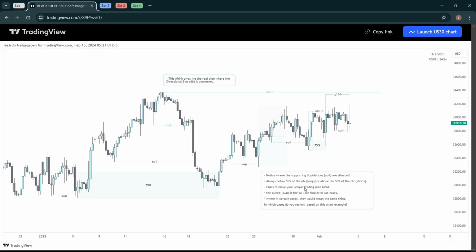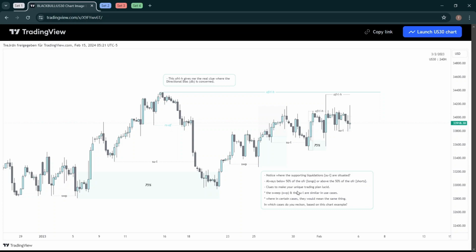Clues to make your unique trading plan lucid. This ties into a different video topic that I have planned as well, but it would all make sense as we move forward. Once you get this first step down in regards to framing the trade idea, hashtag directional bias, then it would all make sense going forward.